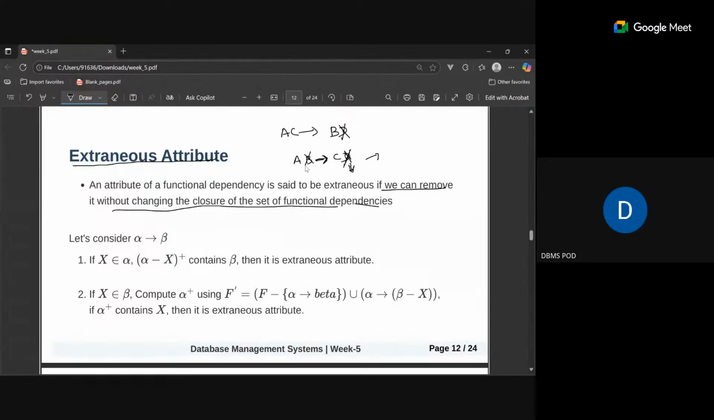Similarly, the left side also could be redundant. So we'll see how to find this extraneous attribute, how we can remove them, and how we can rewrite these dependencies. There are two cases basically here, which I hope by looking at this won't be clear.